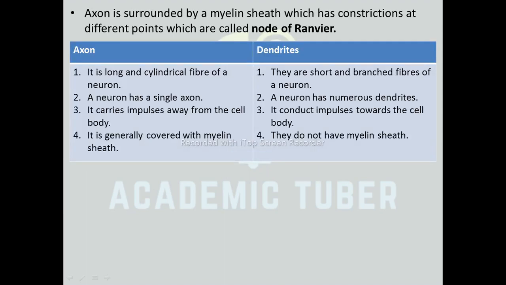Difference between axon and dendrites. An axon is a long cylindrical fiber of a neuron, whereas dendrites are short and branched fibers of a neuron. A neuron has a single axon, whereas a neuron has numerous dendrites. The axon carries impulses away from the cell body, whereas dendrites conduct impulses towards the cell body. The axon is generally covered with a myelin sheath, whereas dendrites do not have a myelin sheath.